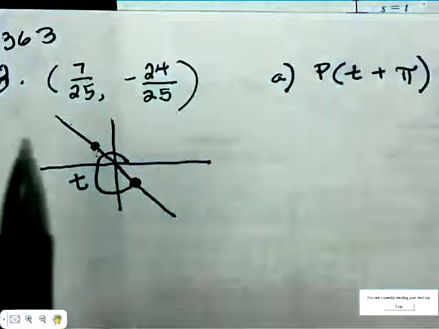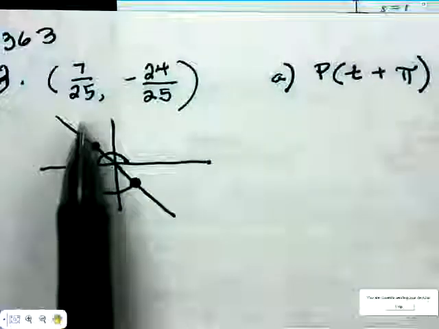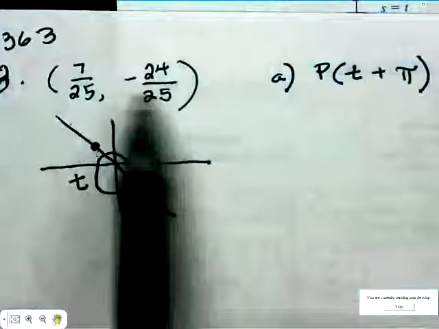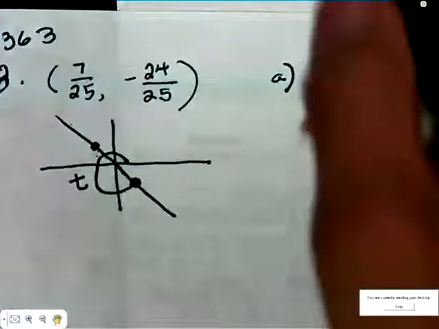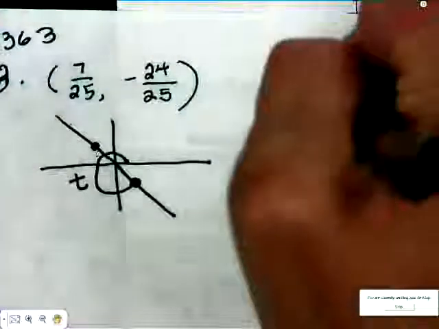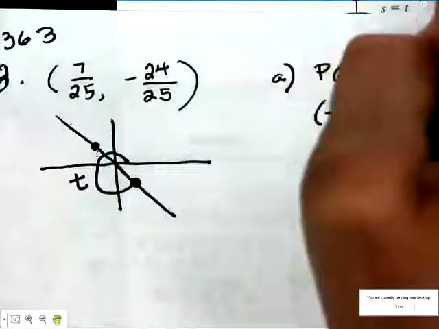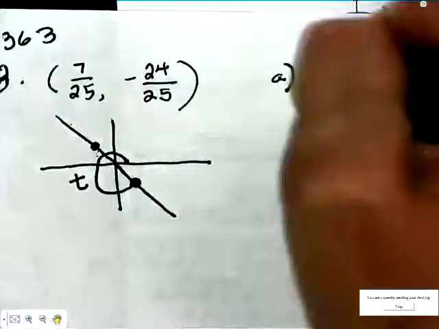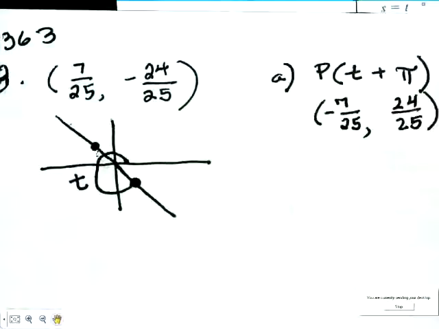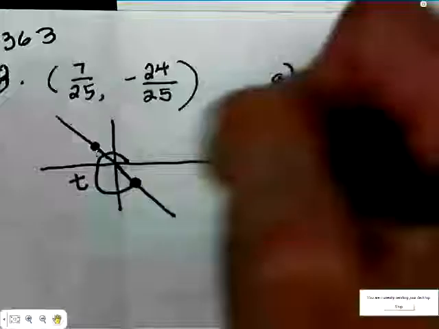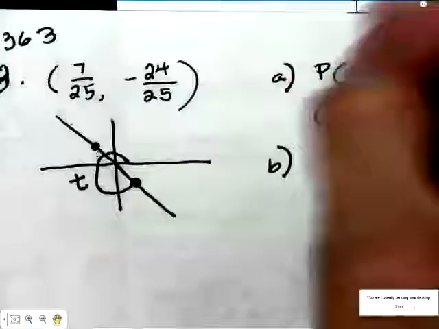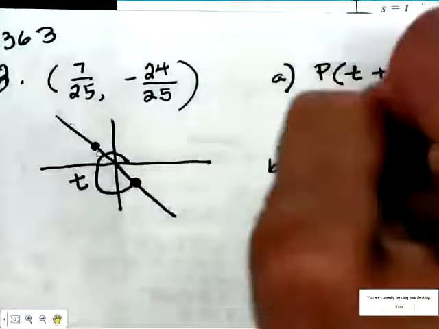Same coordinates, except for in the second quadrant, x is negative and y is positive. And that's all we're asked to find, just that point. In the B part, we're supposed to find p of t minus pi.